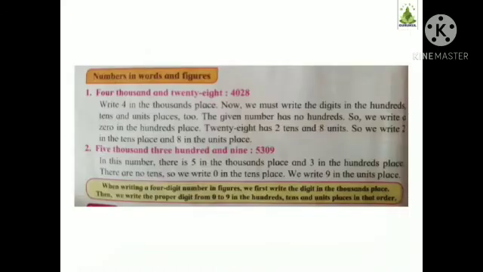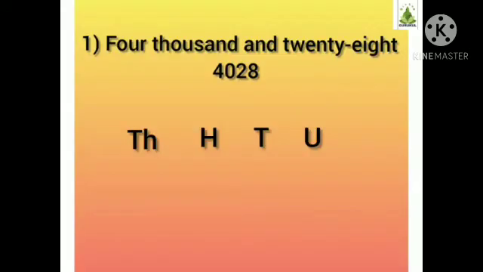Now, let us learn numbers in words and figures. Here, our first example, 4028. Write 4 in the thousands place. Now, we must write the digits in the hundreds, tens, and unit places too. The given number has no hundreds, so we write a 0 in the hundreds place. 28 has 2 tens and 8 units.